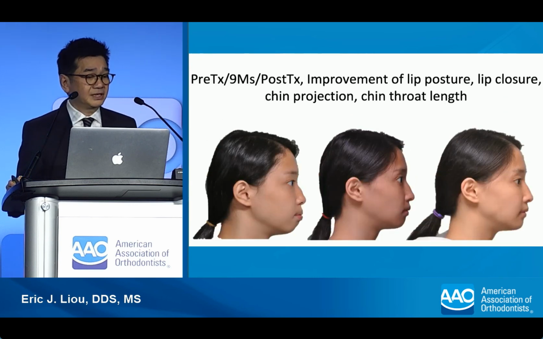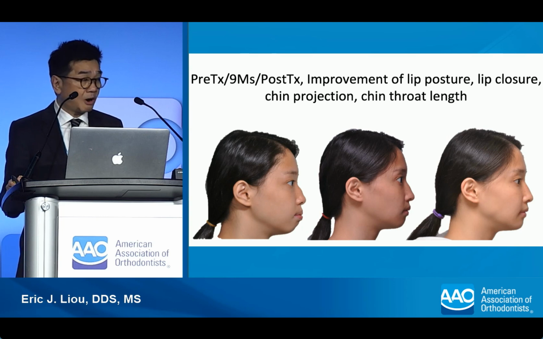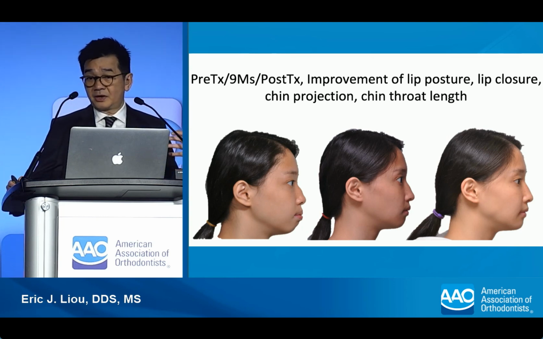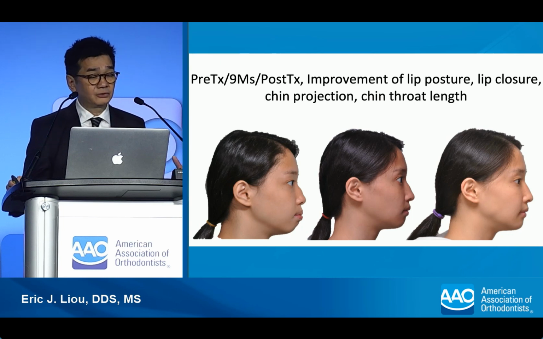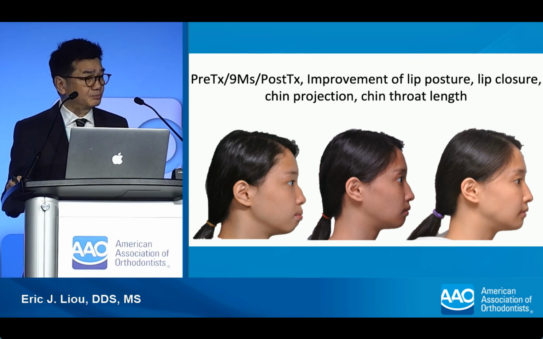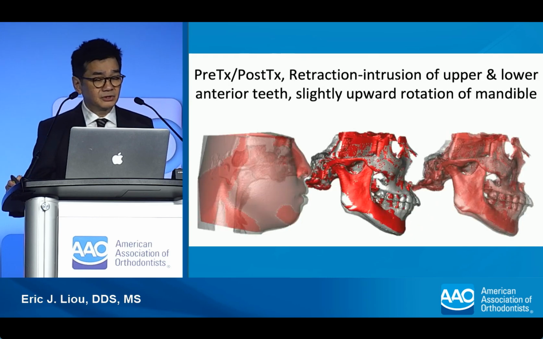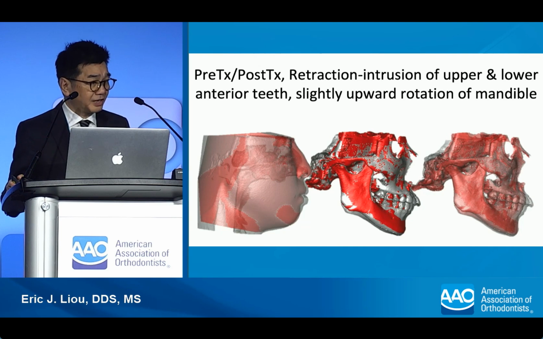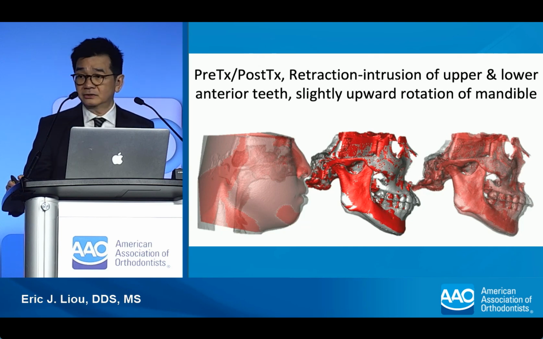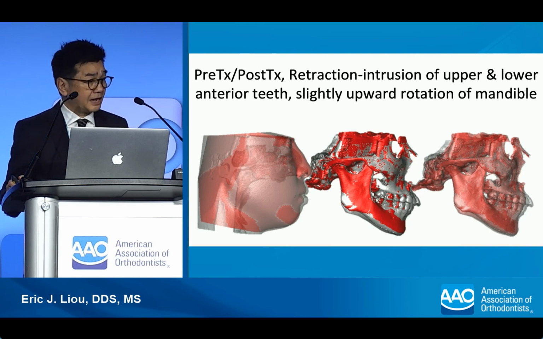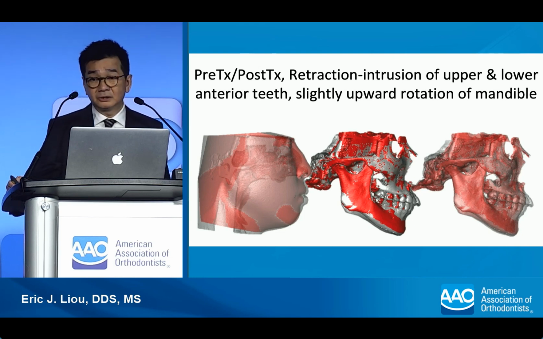In the lateral view, you can see the improvement of her lip posture. And also when she closed the lip, there was no mentalis strain, and the chin-throat length and chin projection increased. In the three-dimensional superimposition, you can see the main changes were retraction of the upper and lower lip, and also intrusion and retraction of the upper and lower anterior teeth.